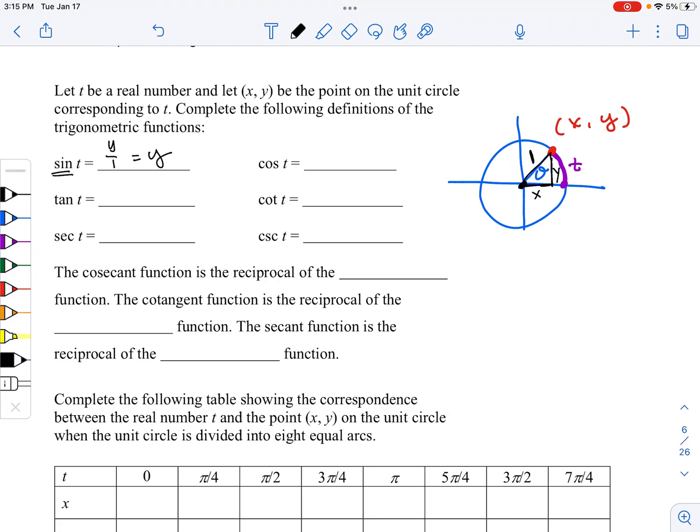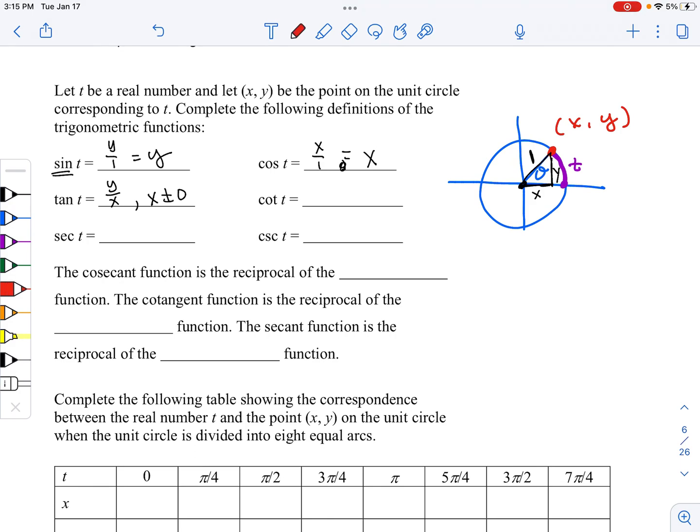Cosine, we know, is adjacent over hypotenuse, which is x over 1, which is just x. And tangent, we talked about today, was opposite over adjacent, which is y divided by x, or sine over cosine, as long as x does not equal 0. And that's because we can't have x in the denominator.